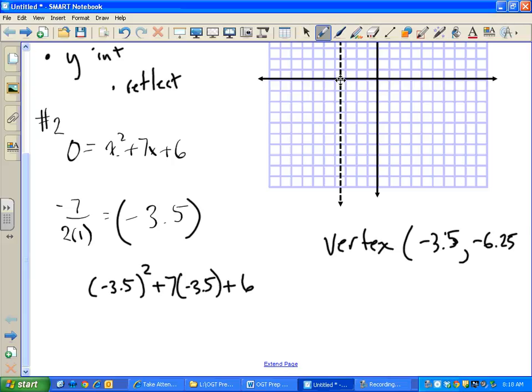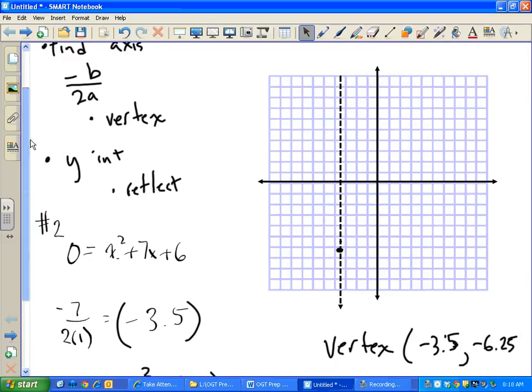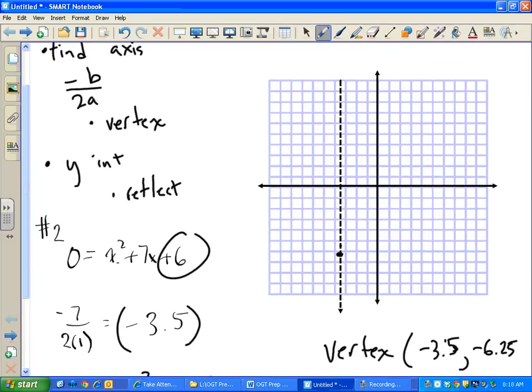Okay, so we're going to find that. Get a good 1, 2, 3, 4, 5, 6.25, and a decent feel for where that vertex is. Next up, what do we do? What's the next step, Greg? Find the y-intercept, which is 6. It's always the c value. 1, 2, 3, 4, 5, 6. And then you reflect it.